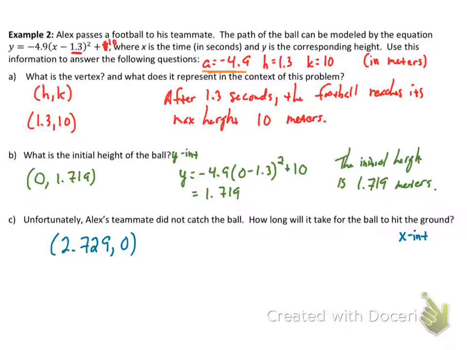So how long is it going to take for the ball to hit the ground? We're talking about time, so we're talking about the x-coordinate. So it's going to take 2.729 seconds for the ball to hit the ground.